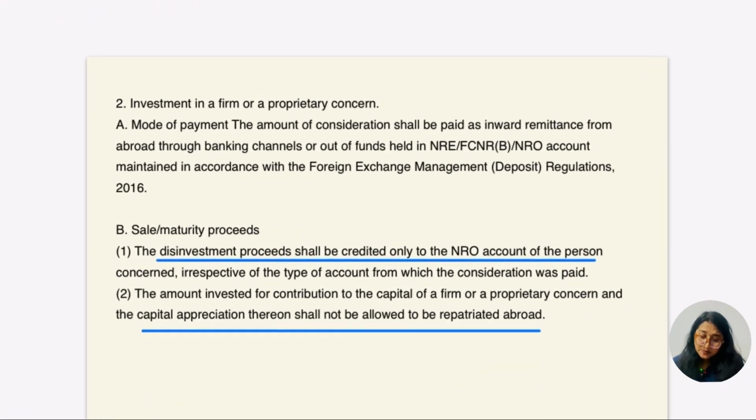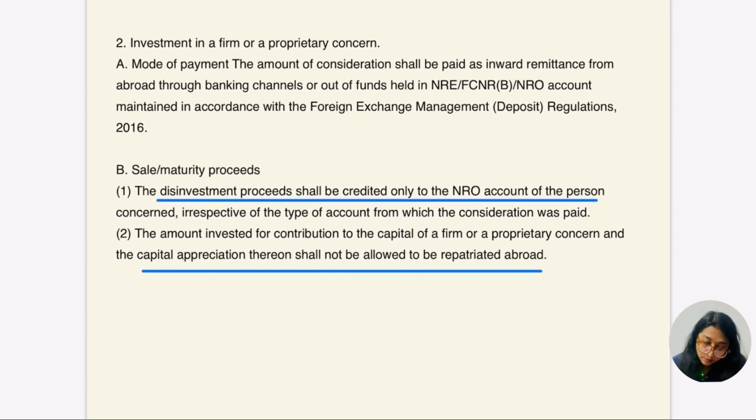Investment in the case of a firm or proprietary concern: the mode of payment is that the amount of consideration shall be paid as inward remittance from abroad through the banking channel or out of NRE, FCNR, NRO account maintained in accordance with these. Sale proceeds: the disinvestment proceeds shall be credited only to the NRO account of the person concerned, irrespective of the type of account from which the consideration was paid. The amount invested for the contribution to the capital of a firm or proprietary concern, and the capital appreciation thereon, shall not be allowed to be repatriated abroad.